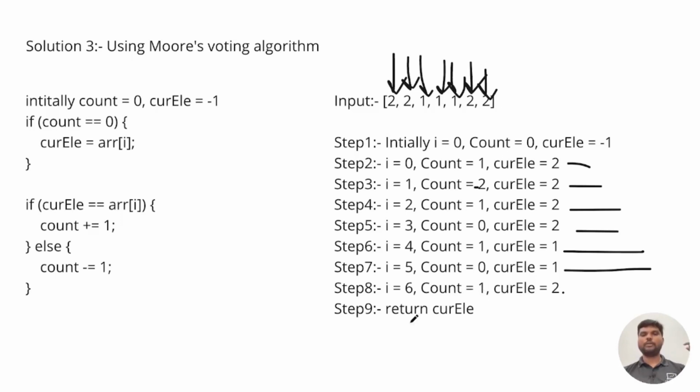Then at the end we will just return the current element. Whatever the value of current element, we will return to the calling function. In this case we will return 2, which is also our majority element.